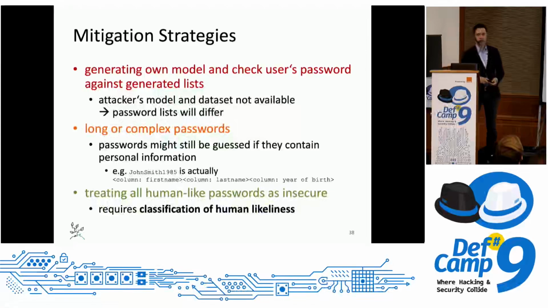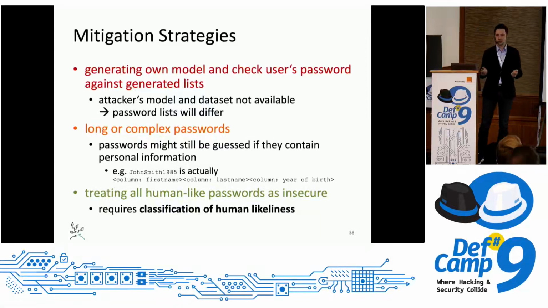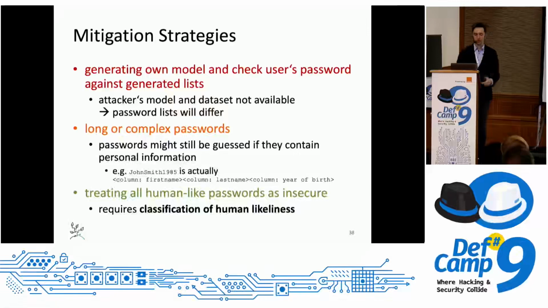First of all, there are several mitigation strategies. First example, what we could do, we could mitigate it the same way an attacker would attack it. So use the same tool, generate a password list for our users, and check if the password is on that list. You could do that, but the problem is that an attacker uses a different data set. You don't know what data the attacker has, and therefore it will generate a different model, and therefore it will generate a different password list. So if the password of that user is not on the list you've created, that doesn't mean that there is no list out there created by the same algorithm with different data where it will be on there.